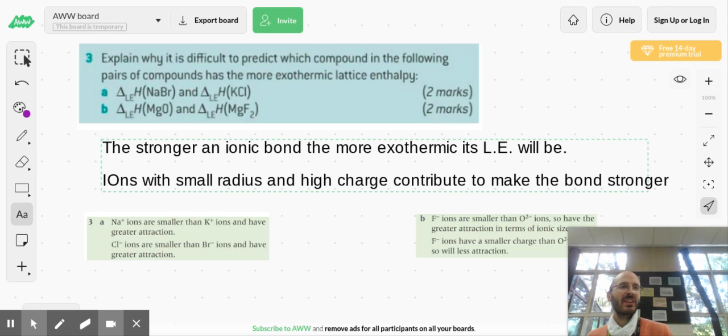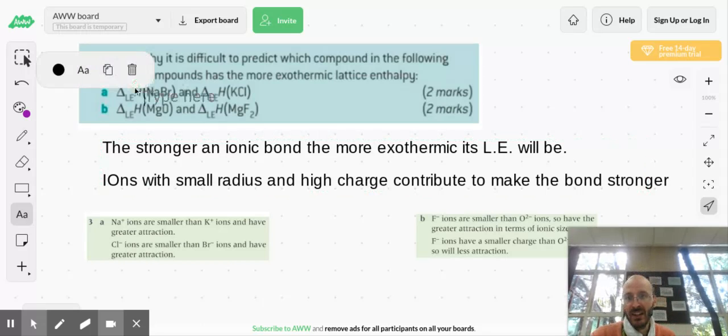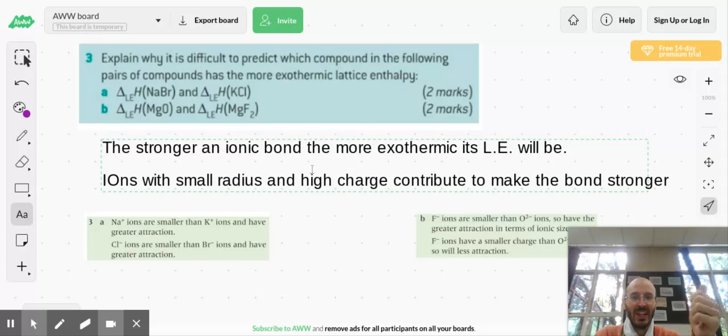So for this question, it's very important to understand that the stronger the ionic bond, the more exothermic and the greater the lattice enthalpy. So when you are doing the comparison between sodium bromide and potassium chloride, sodium is smaller than potassium. That would make sodium bromide have a stronger bond, so a greater, more exothermic lattice enthalpy. Potassium would be the opposite.